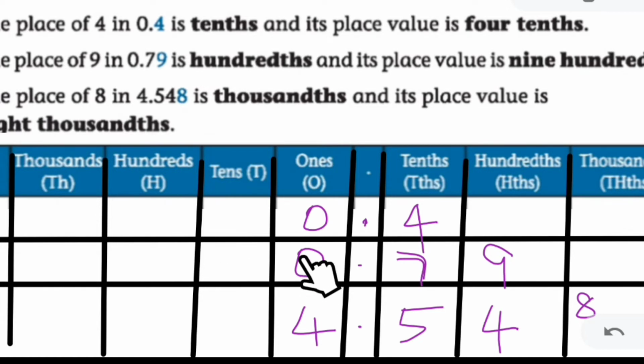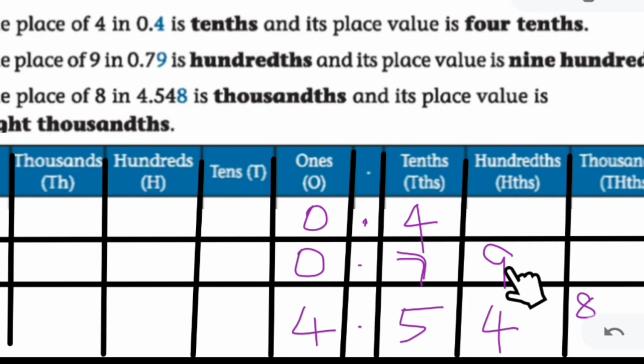Okay, so the place of 4, what is the place? 10th place. What is the place value? 4 tenths. You know that the place value is the number itself. Now, which place? 10th place and place value 4 tenths.